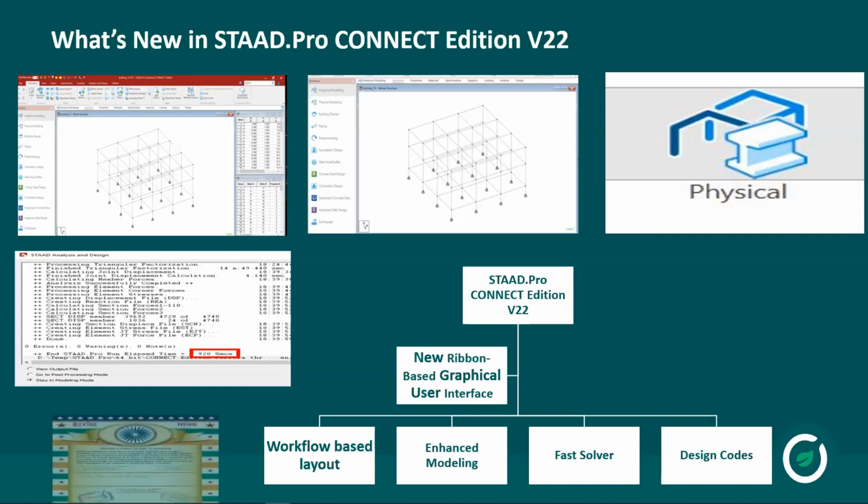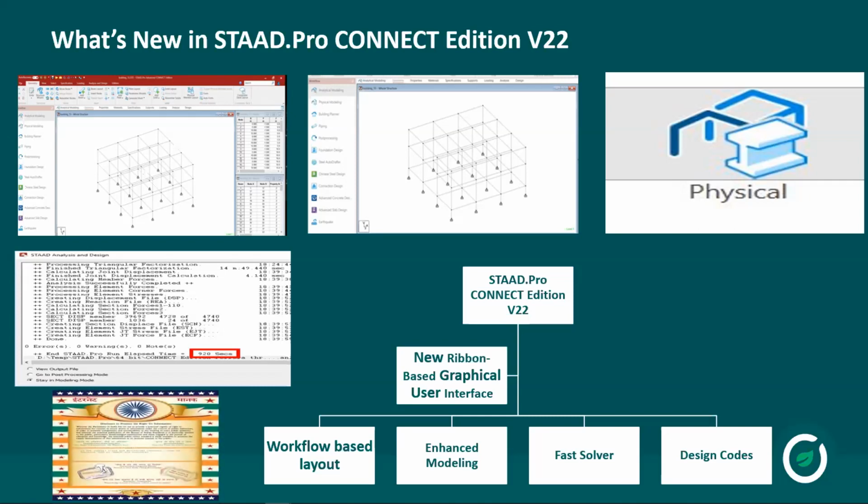And lastly is the code updates. Several design codes have been implemented, including the latest versions of ASCE, AISC, Indian and Russian codes. Not only this, design codes are provided with the STAAD.Pro license now. You don't have to purchase a separate license, all the codes are available in this single license. You have access to the Indian codes, the European codes, basically all the international codes in the single license.